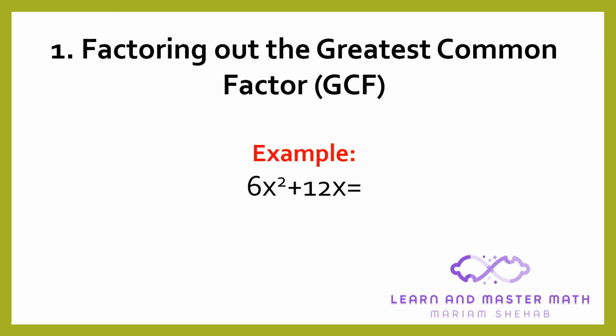And for the x's, we have x squared, so there's two x's. And in 12x, there's only one x, so we can take also a common x. Now, let's see what happens. We'll take 6x common factor, and then there will be an x from the first term and a 2 from the second term. So the final answer is 6x into x plus 2.